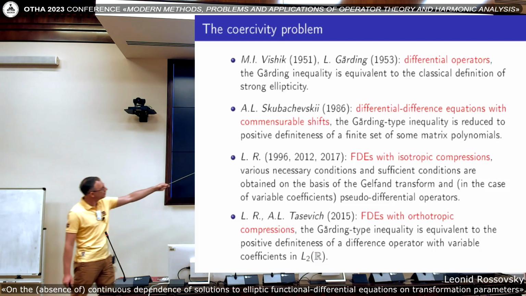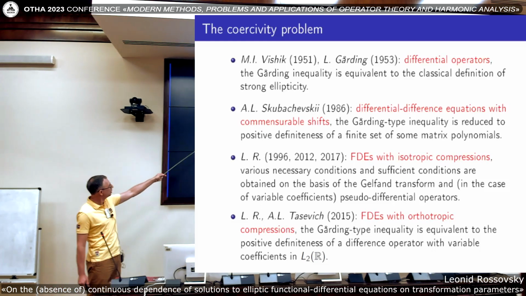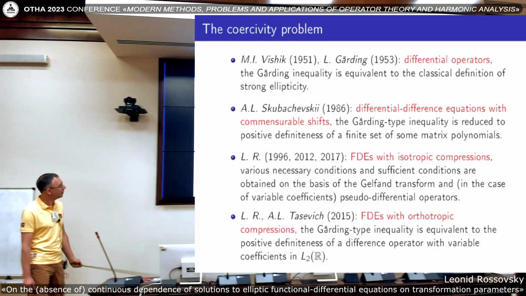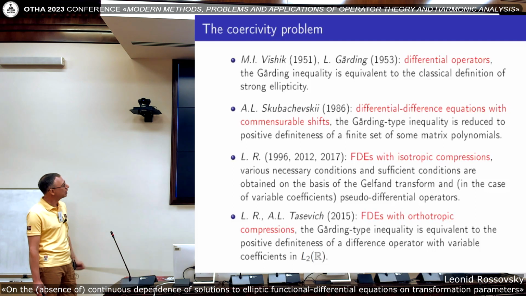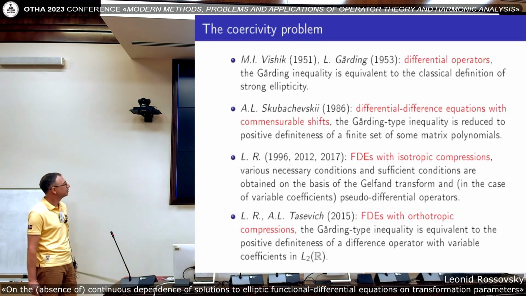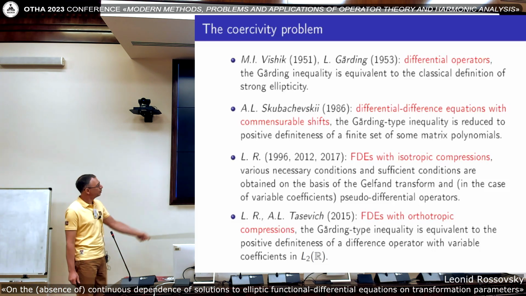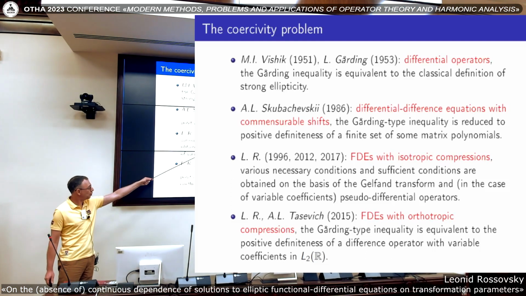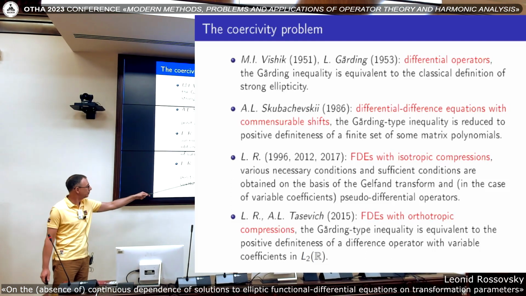For differential difference equations with commensurable shifts, the coercivity problem was solved in the papers by Skubachevsky. There he showed that the Gording type inequality is reduced to positive definiteness of a finite set of some matrix polynomials. And this topic was also studied for functional differential equations with isotropic or orthotropic compressions.